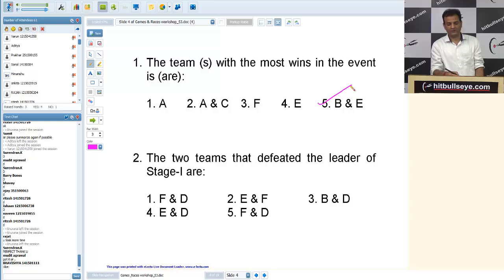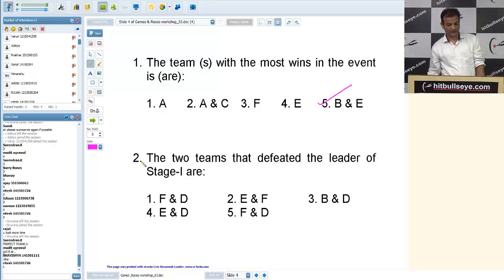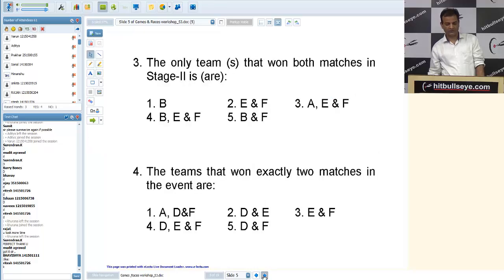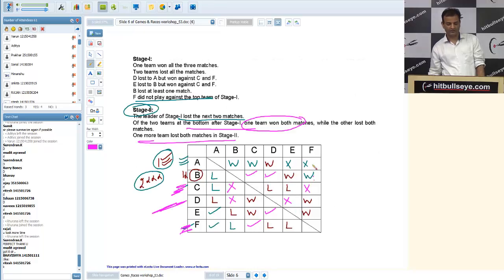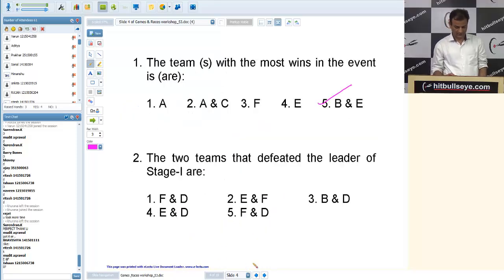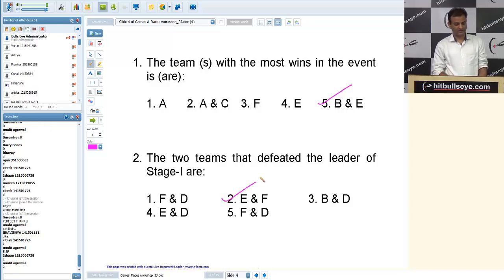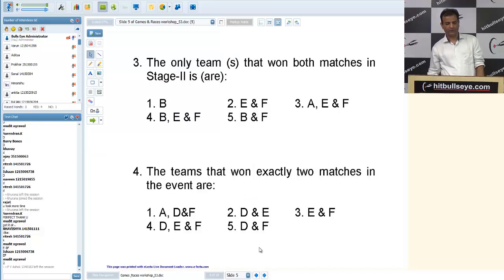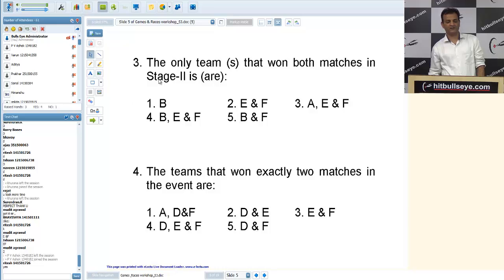The 2 teams that defeated the leader of stage 1. Leader of stage 1. Which are the 2 teams? E and F, because E and F defeated it. So the answer should be the 2nd option, E and F. Clear?